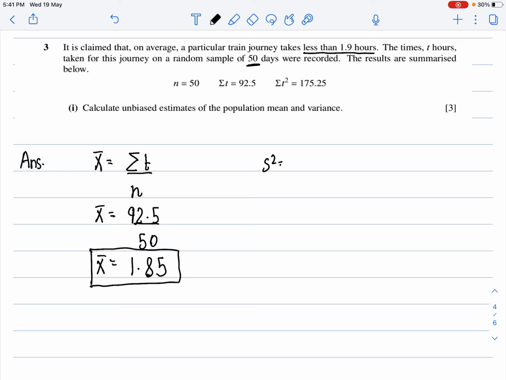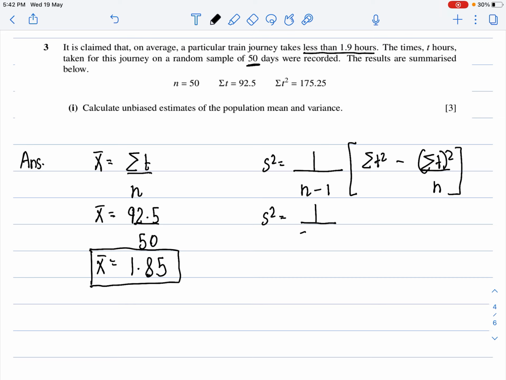Now for the unbiased estimate of the variance, the formula I use is 1 over n minus 1 with the summation of t square minus the summation of t the whole square over n. I know there are two formulas, but I stick with this one because you can use either. There's no difference. You'll get the same answer.